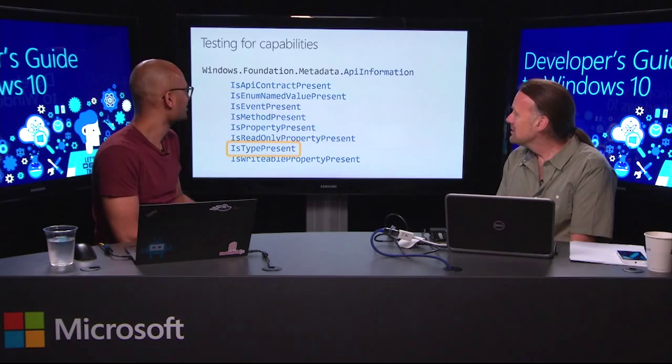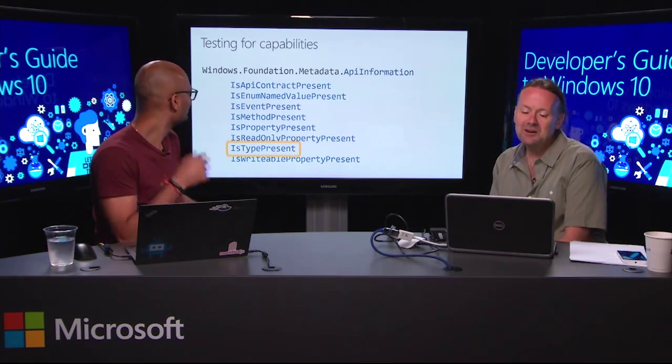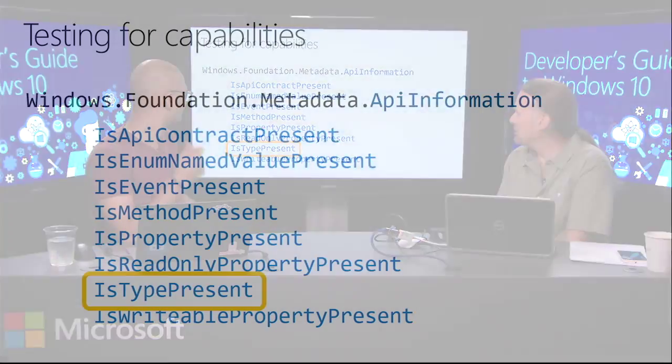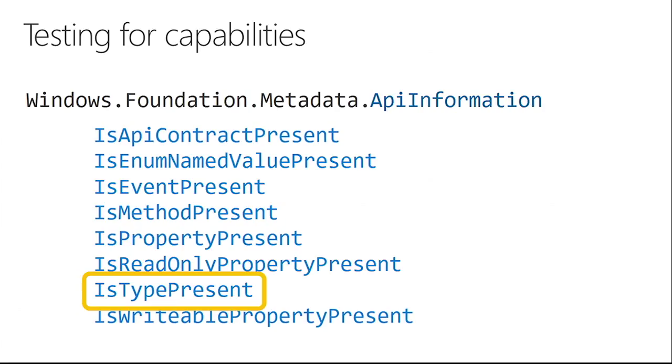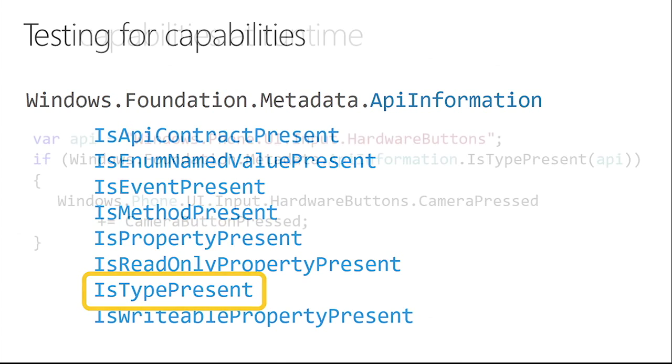It's IsTypePresent. That's the main one, which is why it's highlighted. But you can see there's a bunch of other methods on there which are less generally useful but still going to be useful in some circumstances. You can figure out if a particular method, event, property or read-only property is present. For the most part you're checking for types, but you can do much more fine-grained detection with this API.